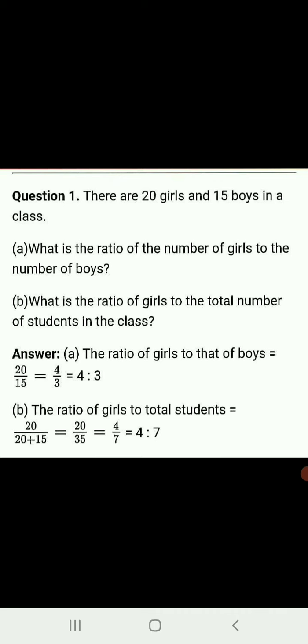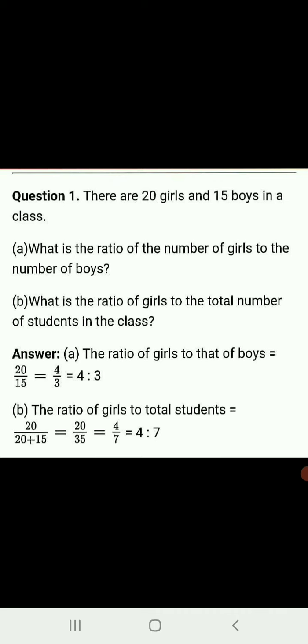So ratio is a representation in the form of division. The number of girls is 20. The number of boys is 15. We can write it as 20 by 15, which in turn gets cancelled in the fifth table as 4 by 3. You can write it as 4:3.